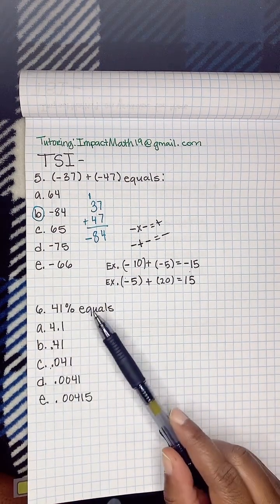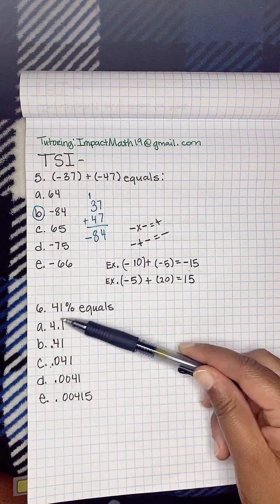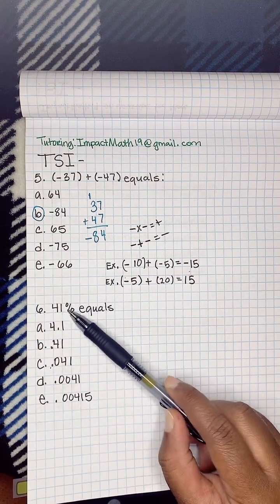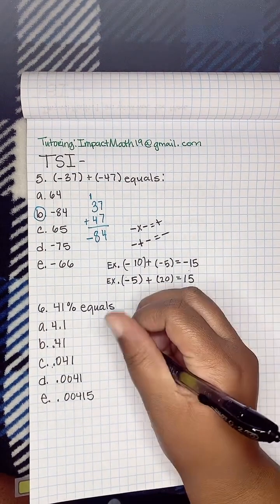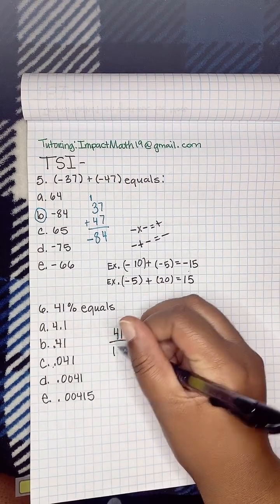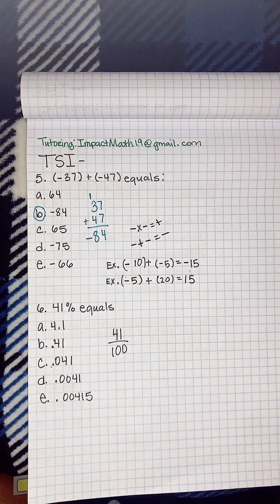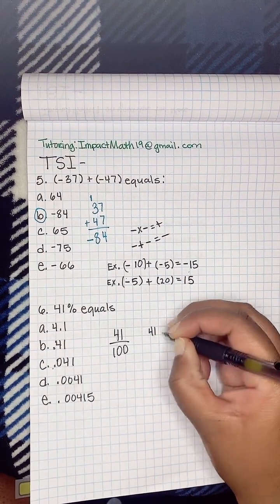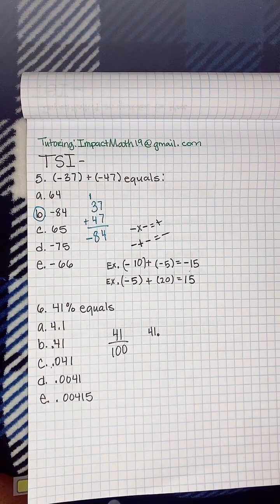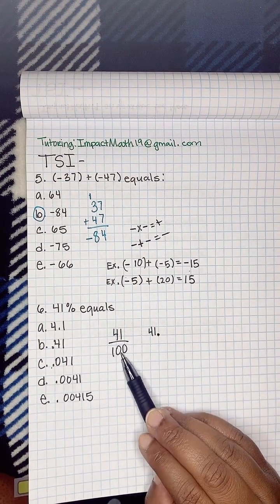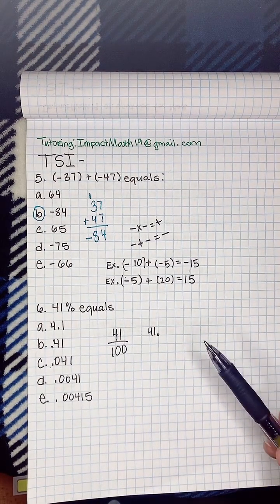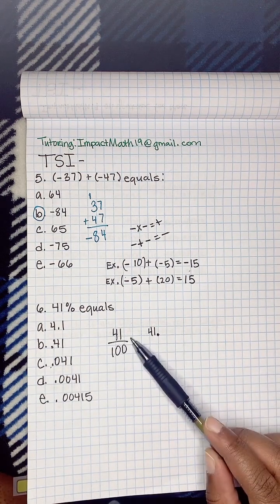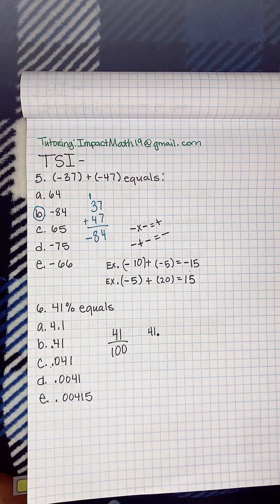Number 6, 41% equals. So now they gave you a whole bunch of decimals. Whenever you want to change a percent to a decimal, what you're really doing is dividing by 100. Remember, after every whole number, there's an imaginary decimal right here. So when we divide, we move it. Do we move it to the right or to the left when we divide by 100?